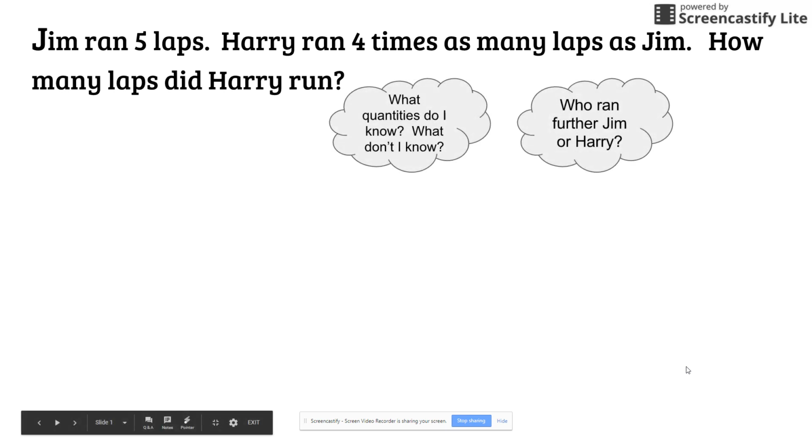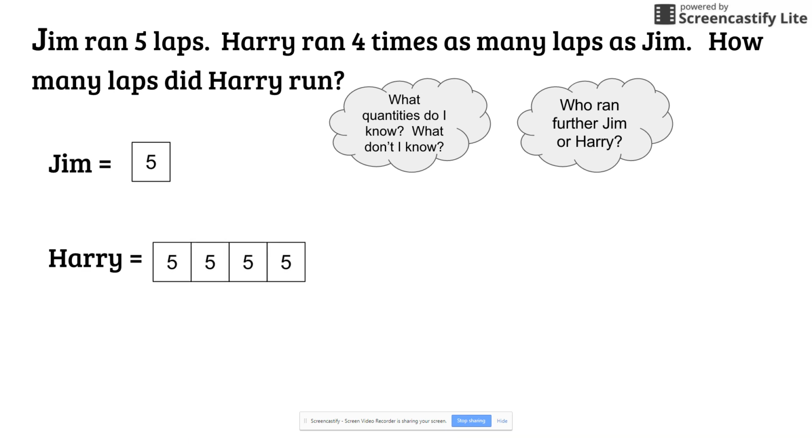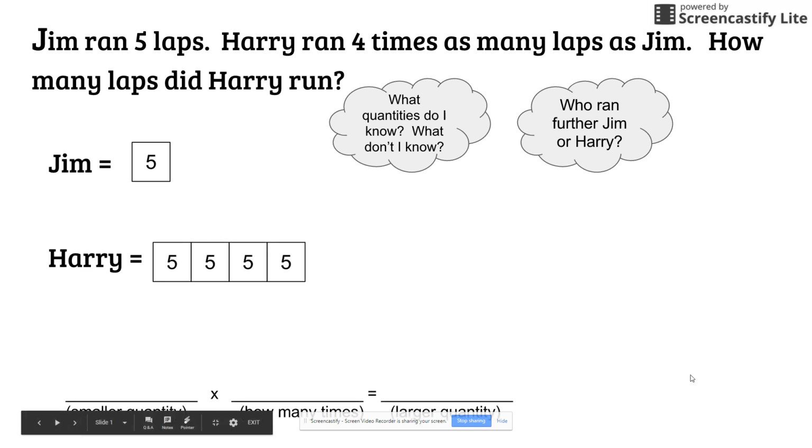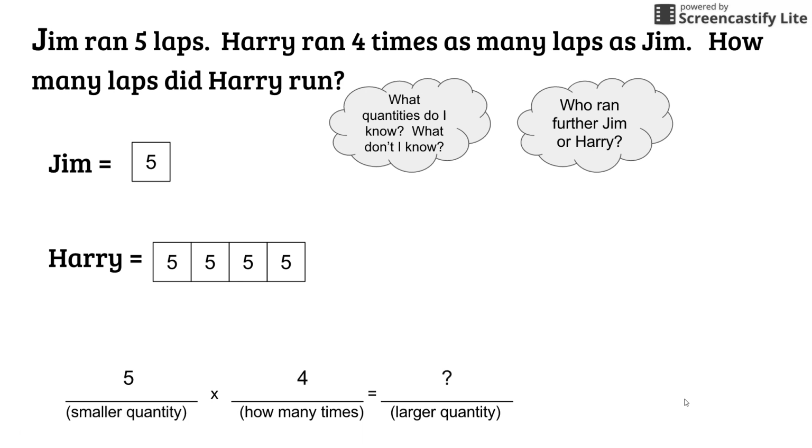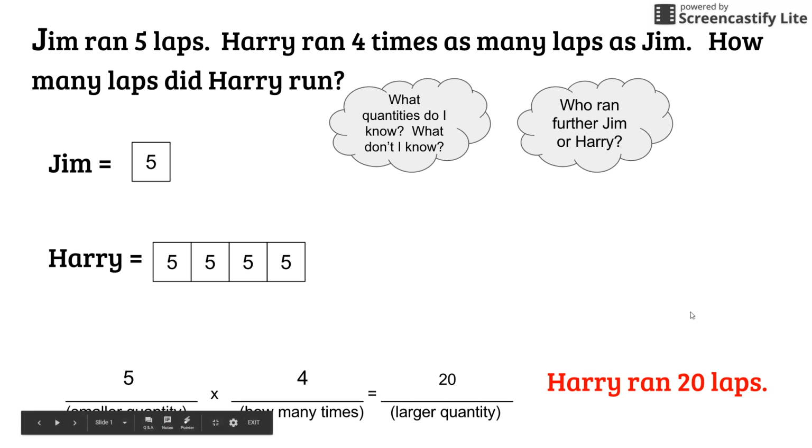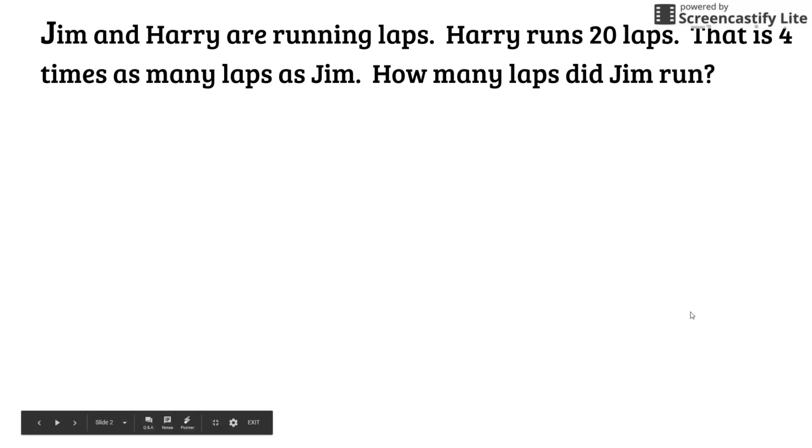So the two questions you want them to answer, and then it works through the bar model. Down at the bottom, you can see the equation you want them to fill the amounts in. What they don't know is the larger quantity. So they can then solve it and write their answer in a complete sentence. So that's the first type of problem.